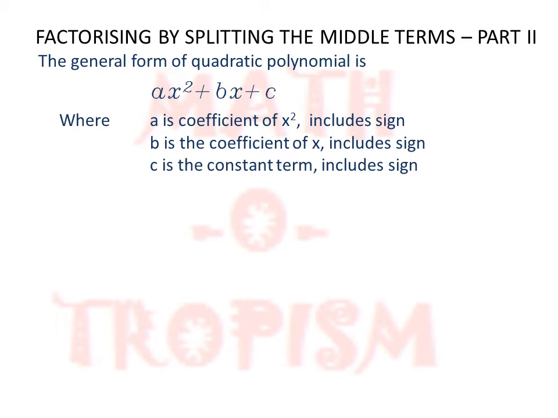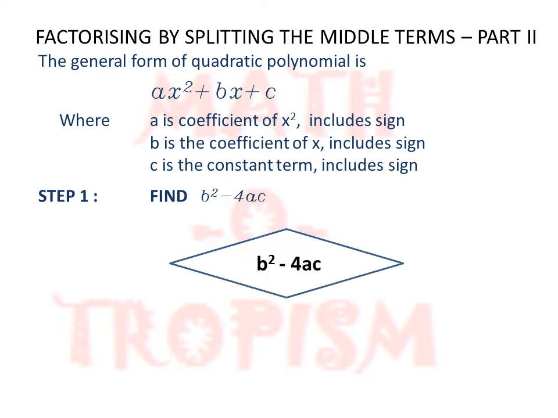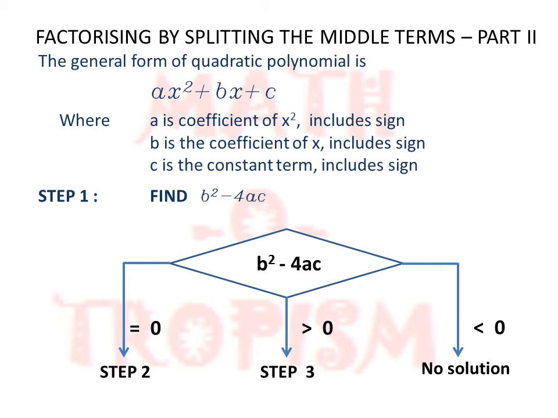So how to proceed? Step 1. We will be finding b square minus 4ac. If you are in higher grades, we know that b square minus 4ac is the one which determines the type of roots which are there for the given polynomial. So if it is equal to 0, I go to step 2. If it is greater than 0, I go to step 3. If it is less than 0, it is no solution.